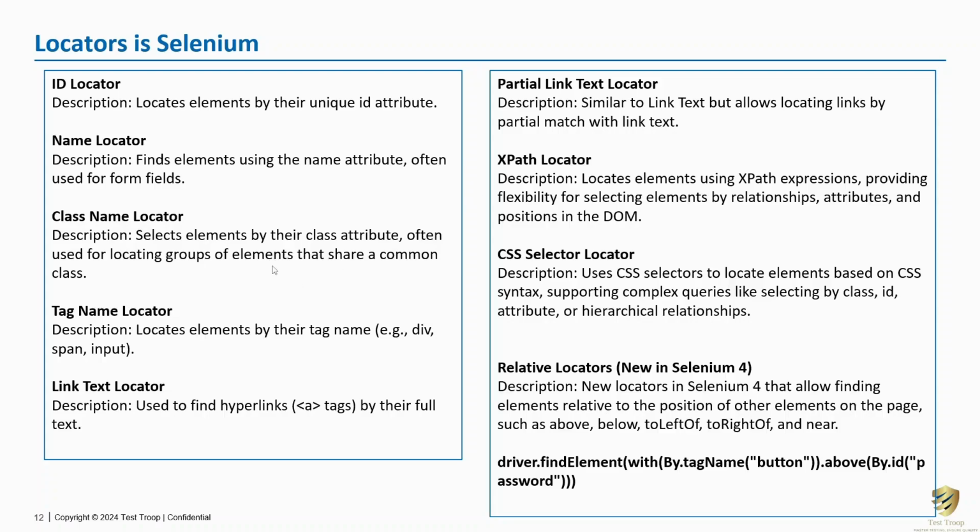The next locator is link text. It is used to find hyperlinks. In a web page, there will be a hyperlink. When you click that hyperlink, it will bring out a new page or a new window and things like that. In such cases, you can identify such an element using its text. Okay, let us see what the link text is.